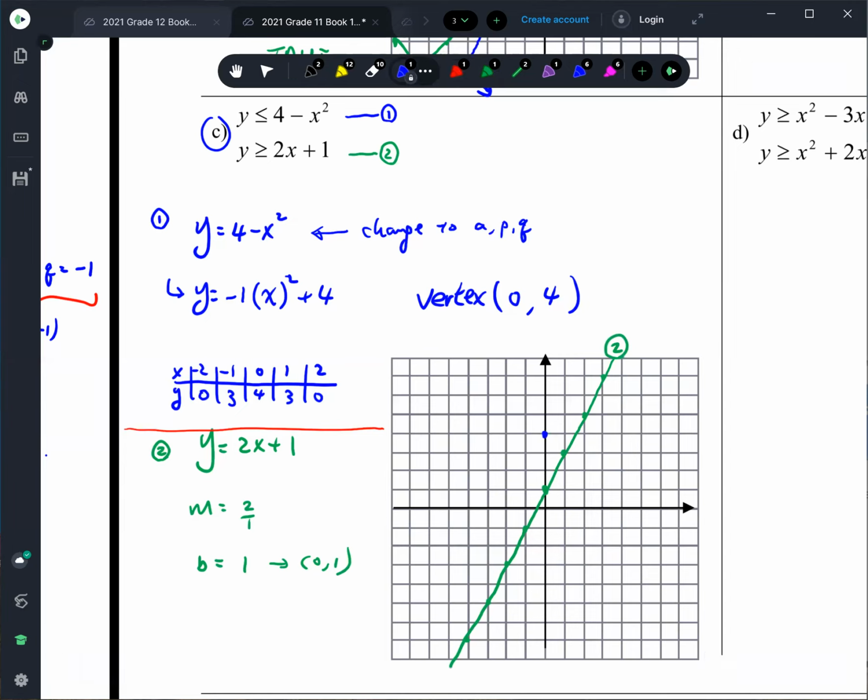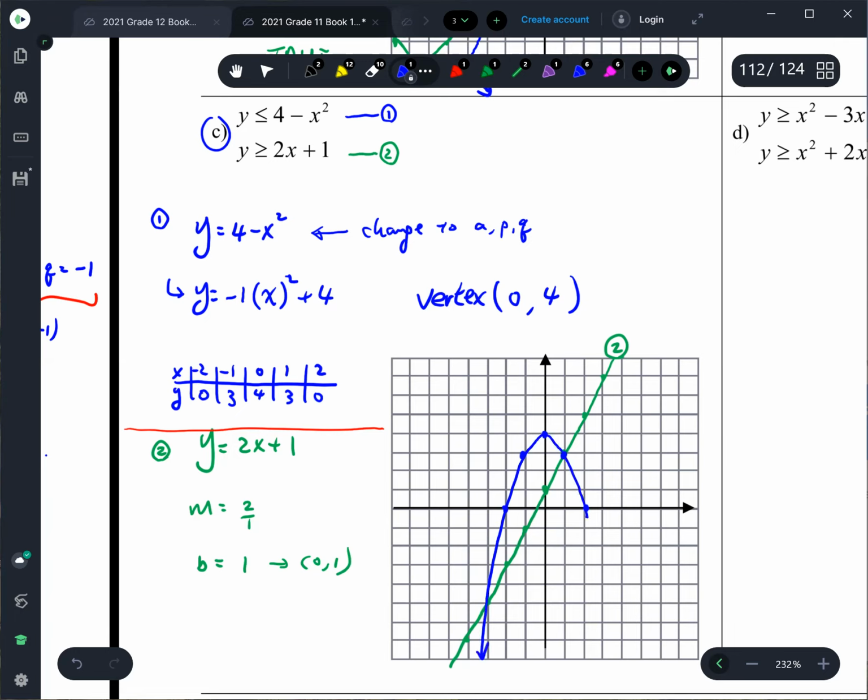How many of you are still graphing? Okay, if you are done with both graphs, please raise your hand. 0, 4, 1, 3. 1, 3 is here. 2, 0. So this is open down, right? Opens down. The second graph, first graph.